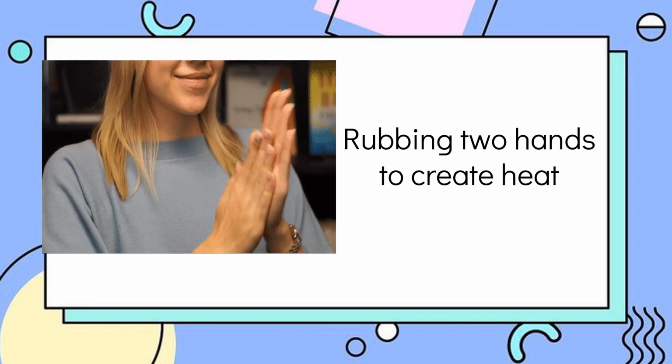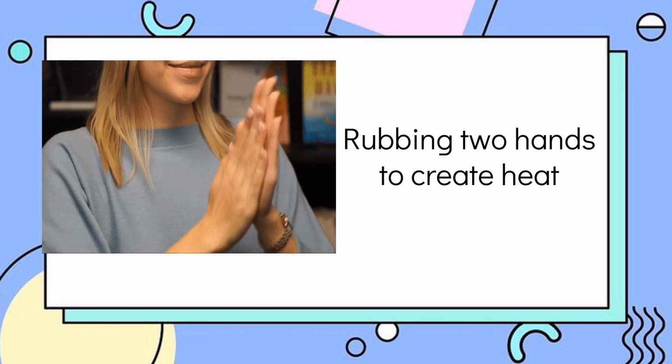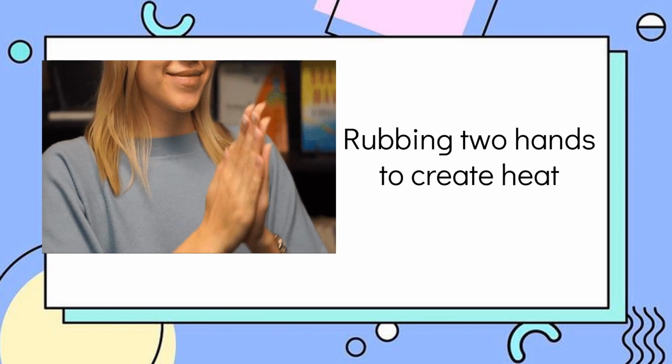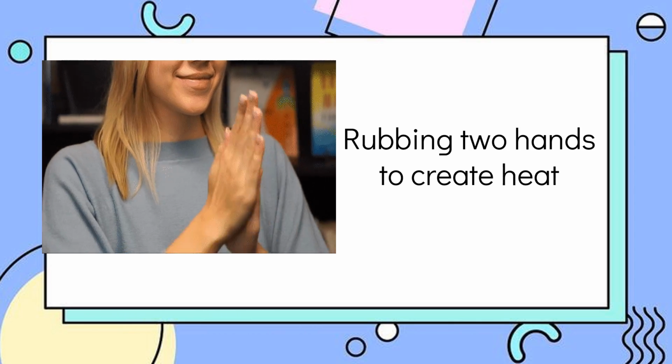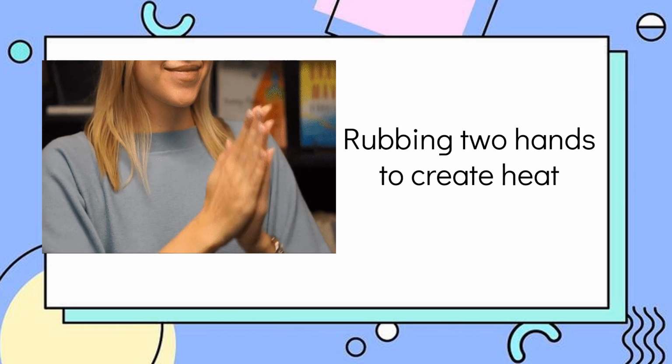The action of scraping the surface of your skin back and forth against each other causes the molecules in your skin to move a little faster. The temperature will increase when the molecules move faster. This is the reason why your hands are warm when you rub them together.